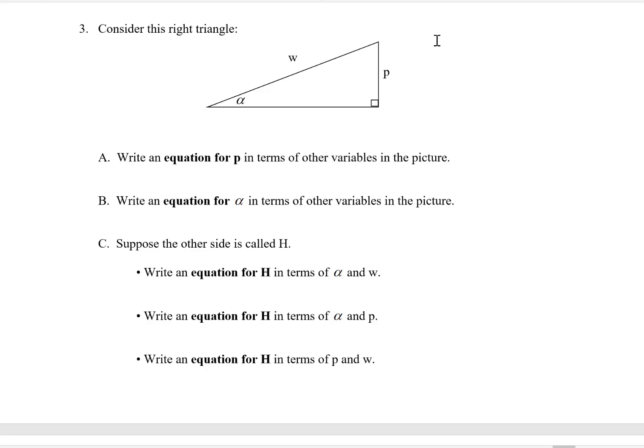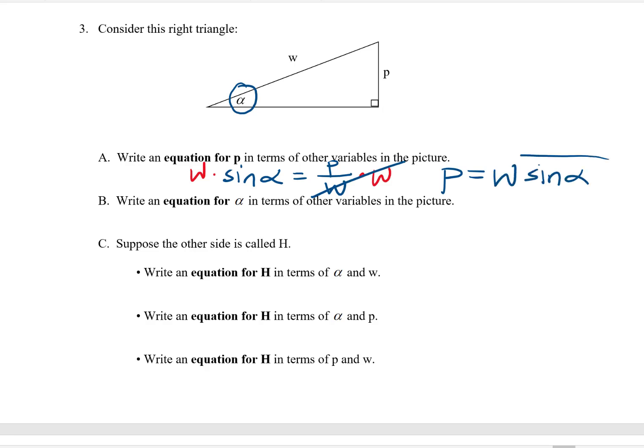In order to do that, I'm going to have to come up with something that links up these three letters. And of course, what I see is a trig relationship. If I focus on angle alpha here, the sine ratio of angle alpha involves those two sides. It would be the opposite divided by the hypotenuse. So here's an equation that links up the pieces. How do I get P by itself? That's what I want. Well, all I would have to do is multiply both sides by W, and then I have accomplished the task. I have an equation for P in terms of the other letters in the problem.